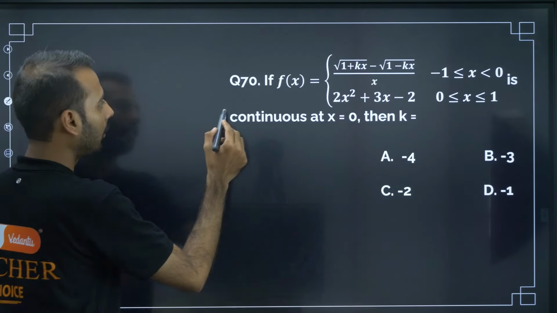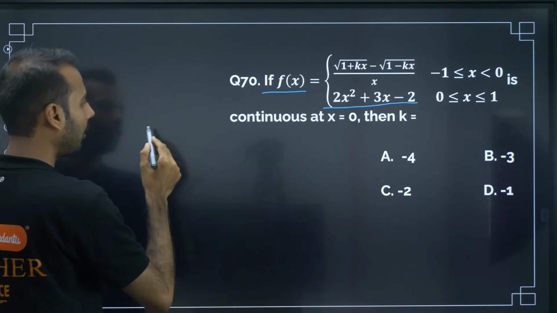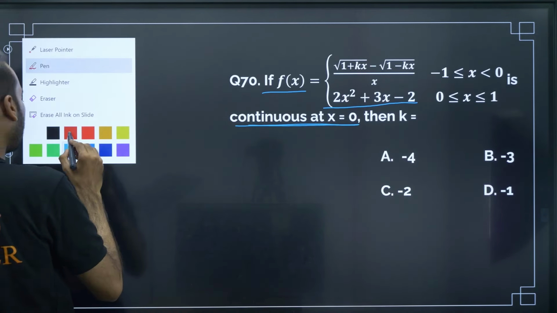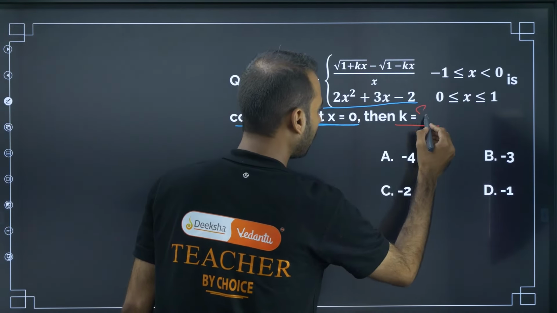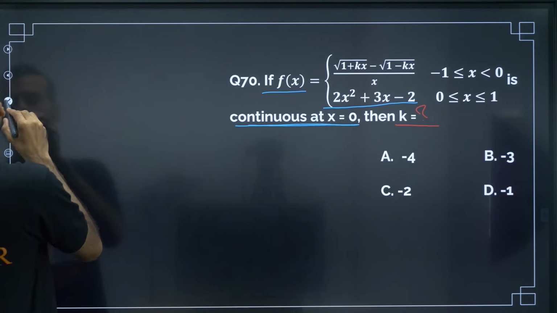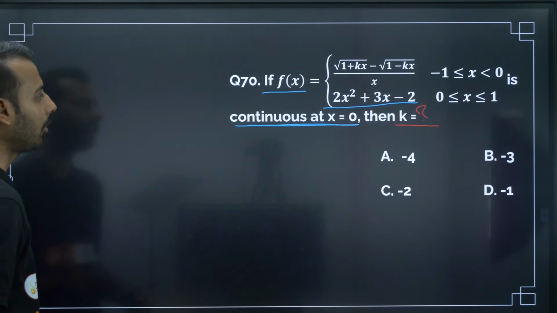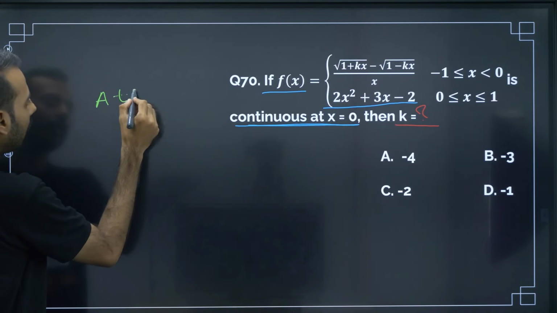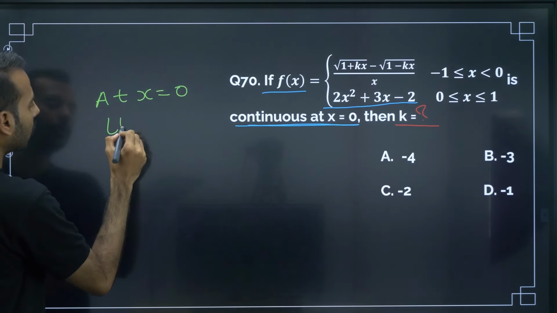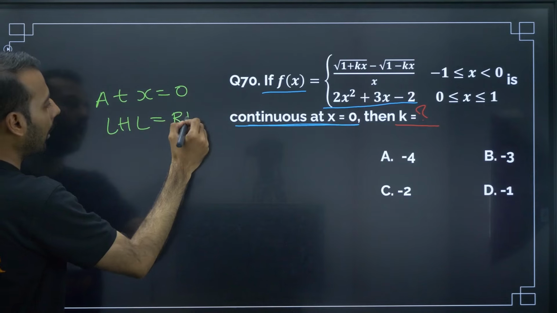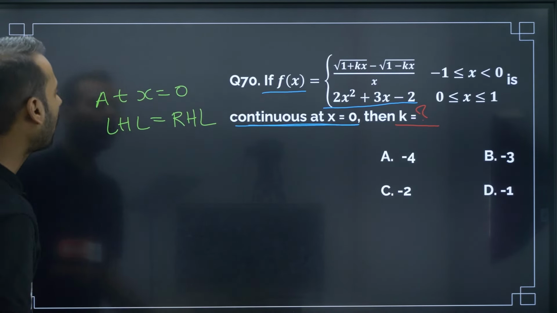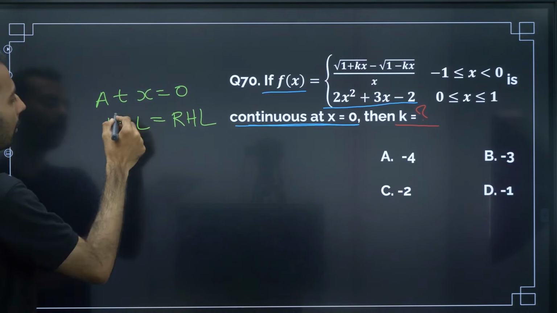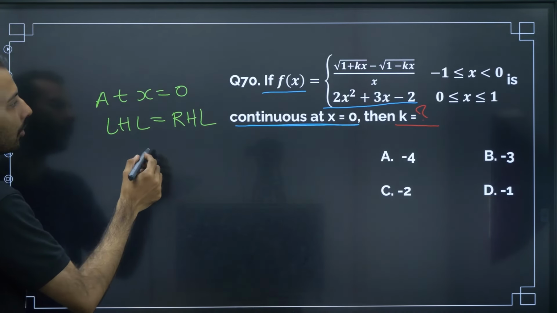So the question is, if f of x is equal to this much, is continuous at x equal to 0, then what are they asking? They are asking to find the k value. What is the k value? So try to recall continuity. Continuous means what? At x equal to 0, LHL equal to RHL, that is what is the given thing. Continuity means left hand limit is equal to right hand limit.